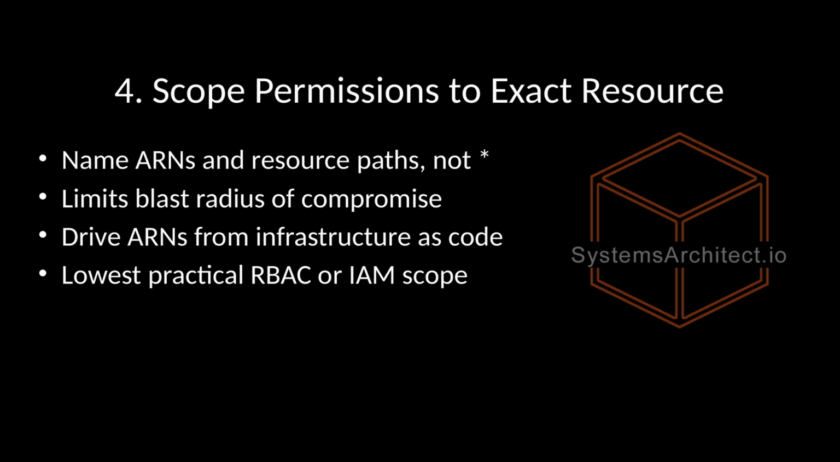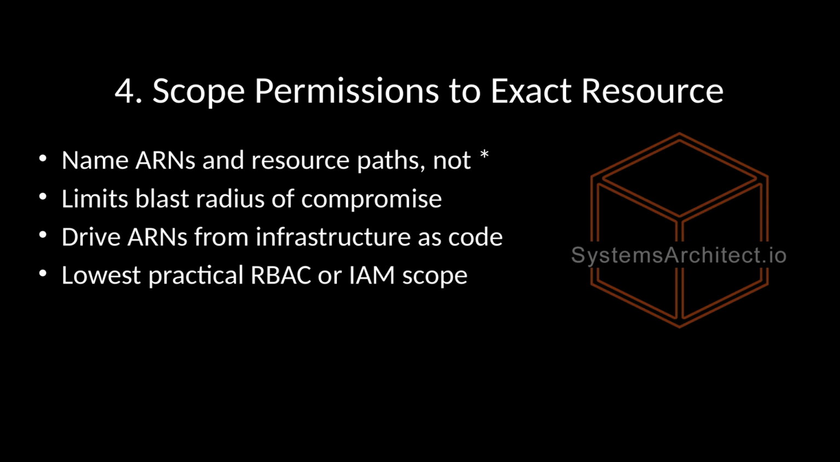Fourth, scope permissions to the exact resource. Prefer a specific ARN or resource path over wildcards. S3 GetObject on one bucket path is far safer than GetObject on star. Why scope to the exact resource? Resource scope is where least privilege becomes concrete. A compromised function that can write one orders table cannot corrupt every DynamoDB table in the account.